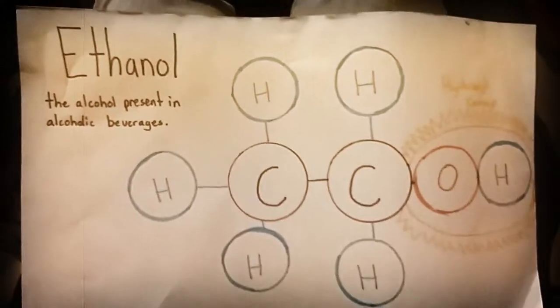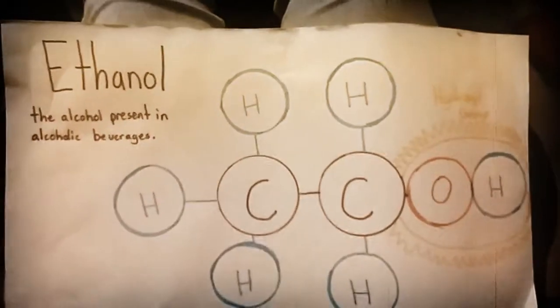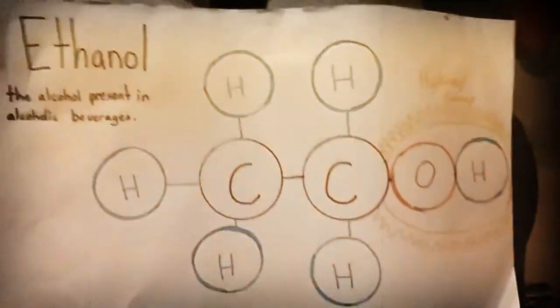A hydroxyl group is a functional group found in sugars and alcohols. A hydroxyl group contains one oxygen atom, which is bonded to a hydrogen atom. This group is polar, and the negative side is always the oxygen and the positive side is always the hydrogen. Ethanol is a perfect example of a hydroxyl group being found in a molecule.